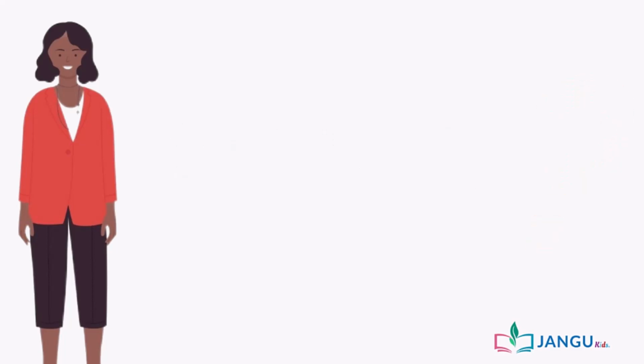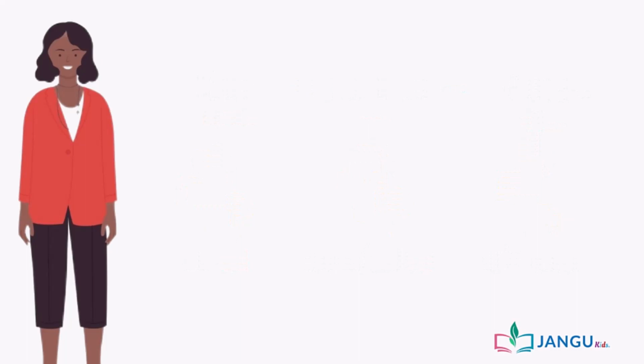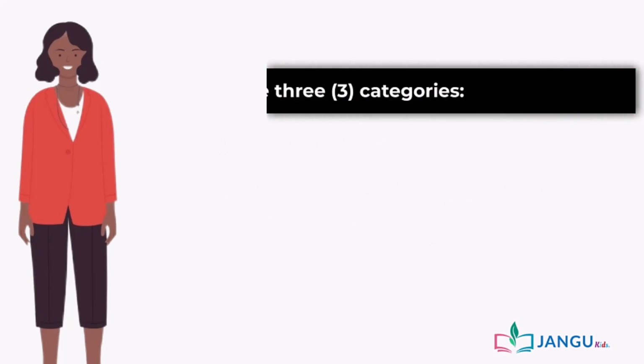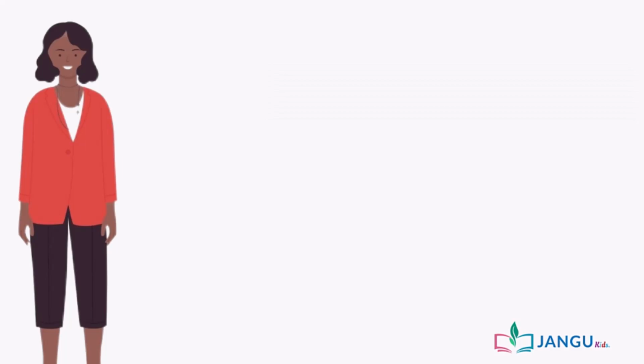Now, just like there are different points in time, there are also different kinds of tenses based on those different points in time. Although there are numerous subdivisions of tenses, the major kinds of tenses are past tense, present tense, and future tense. Let's take a look at these major tenses individually, starting from 1.